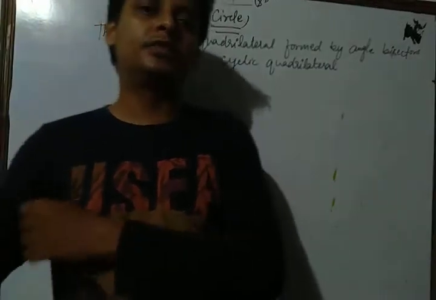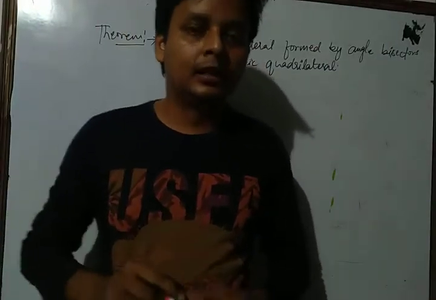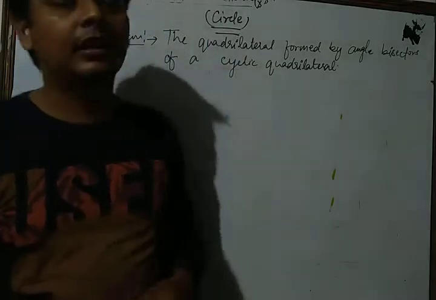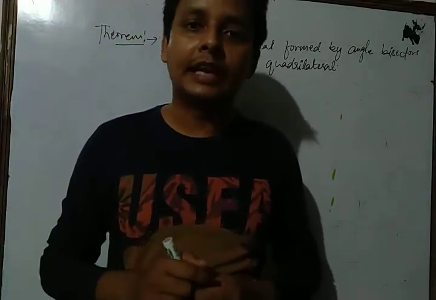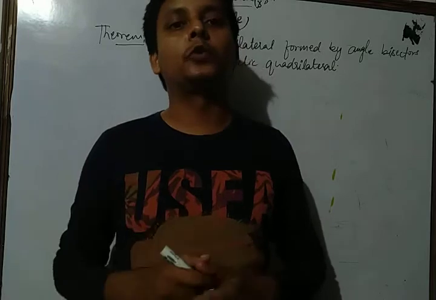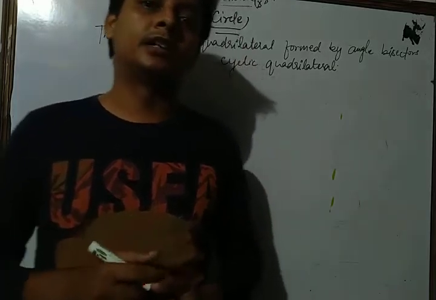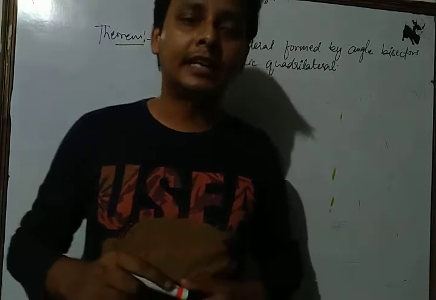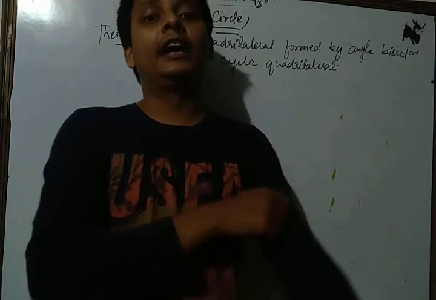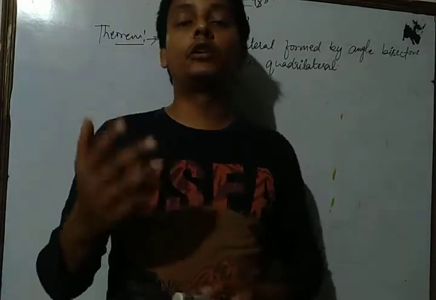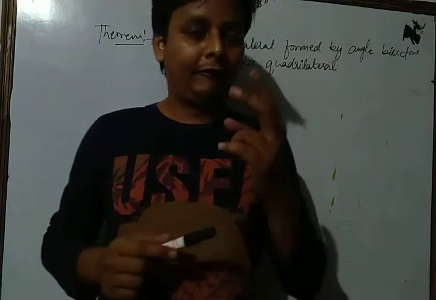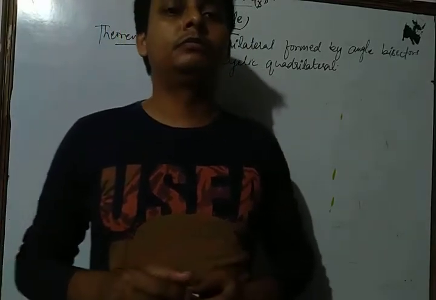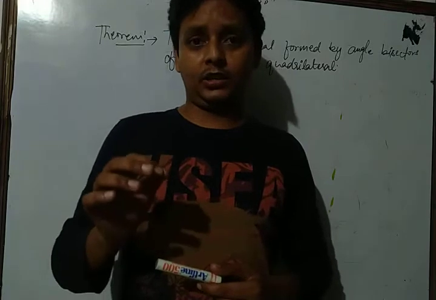In the previous class we discussed the chapter Circle. In that chapter we discussed the cyclic quadrilateral and its properties. We discussed some theorems based on the cyclic quadrilateral, and also solved some questions based on them. We discussed two theorems of the cyclic quadrilateral.